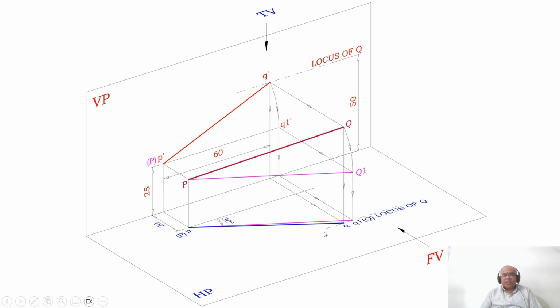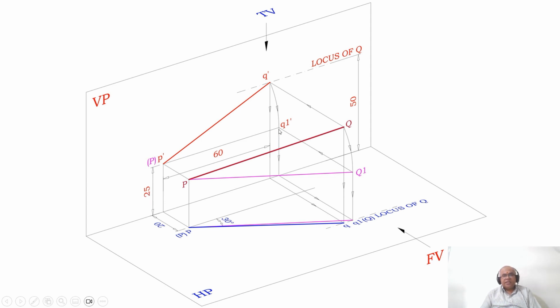Now, how to do that? Because the front view line is parallel to XY, the front view is P dash Q dash. With P dash as center, taking the radius P dash Q dash, you have rotated it now. That is what we are showing here. As we rotate it in space, correspondingly the image is also being rotated. So the front view point Q dash is rotated with P dash as center, taking the radius of P dash Q dash. You draw an arc such that both P dash and Q1 dash will be above HP by 25 mm.